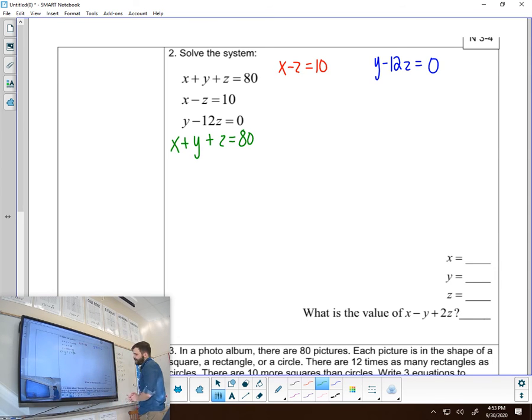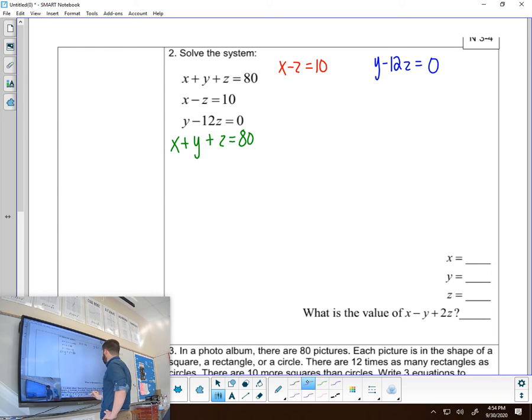Okay, so this is where we have to do some thinking. We have to think, what can I plug in to get one equation that only has one type of variable? Because once I have one type of variable, I can solve it. But before then, we need to figure it out. So let's see here. If I have this x minus z equals 10, what I can do is solve for x. Let me show you why that matters.